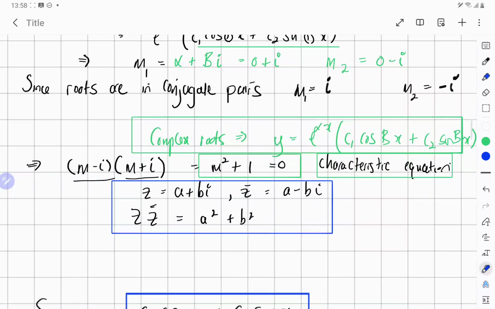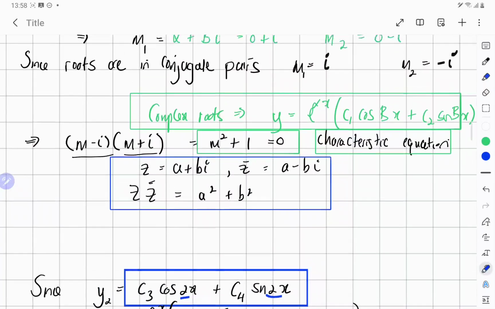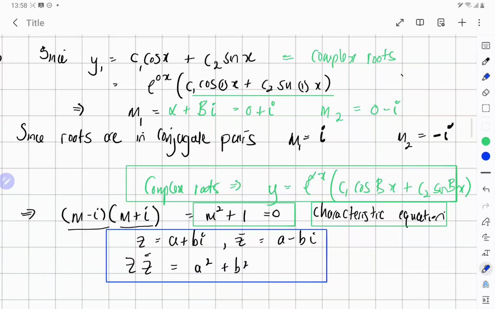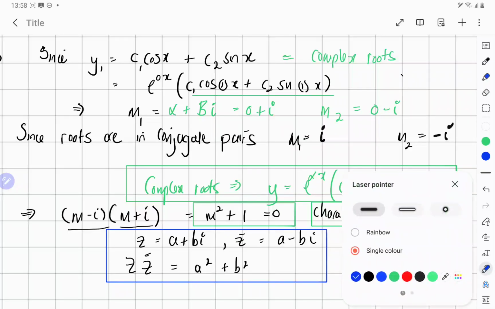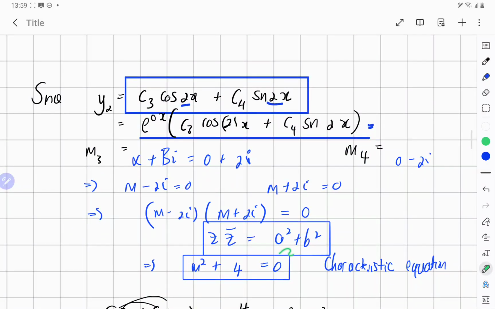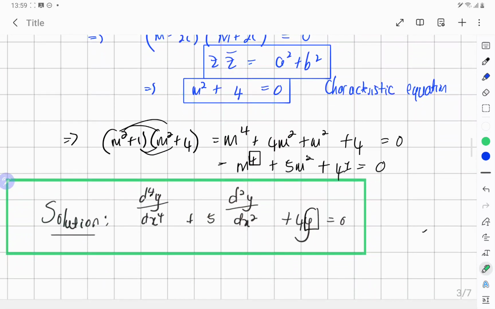So I have two characteristic equations. What was my first one? My green one was m squared plus 1. Just recall, my first one was m squared plus 1, and my second one was m squared plus 4. I multiply them together, just normal school maths, I FOIL them, and I end up getting the solution.